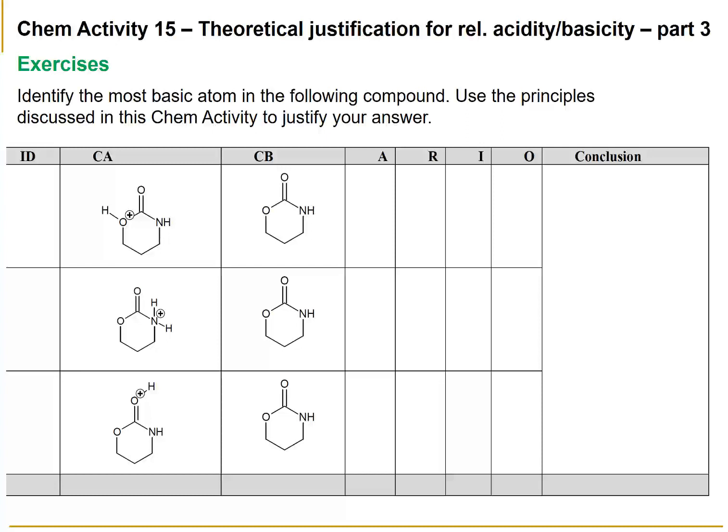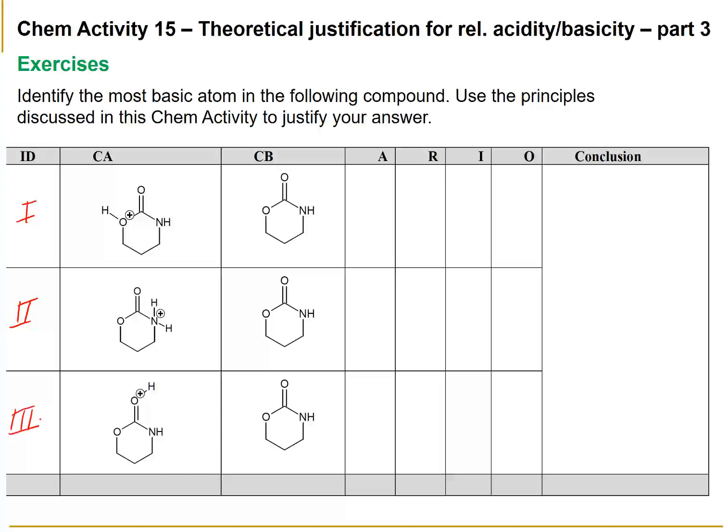So indeed, you can see that the conjugate acid is the one that bears the positive charge. In order to decide which is the most basic atom, we need to decide which particular atom with the positive charge is the most stabilized. To facilitate talking about these different conjugate acids, I'm going to label them as conjugate acid 1, 2, and 3.